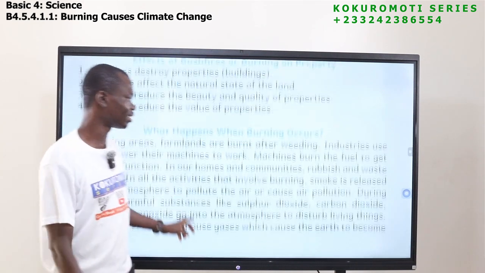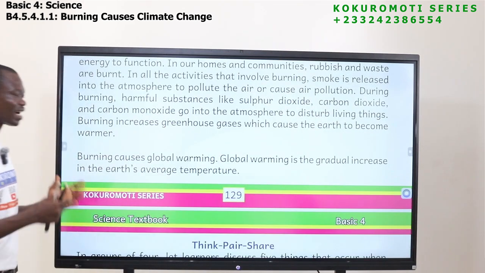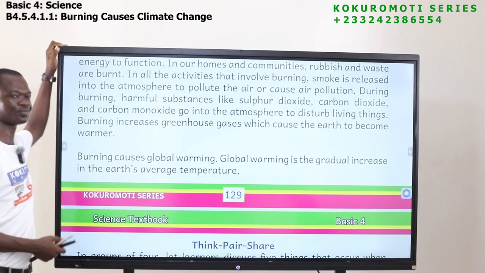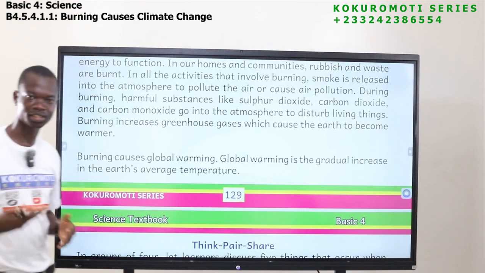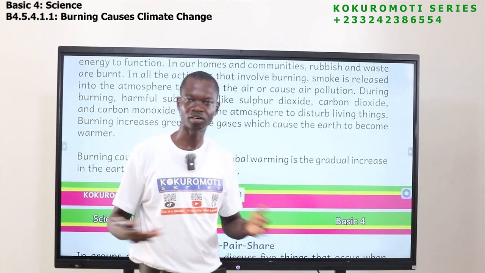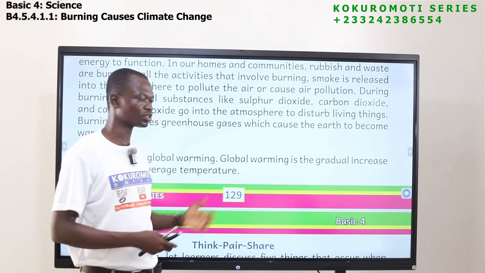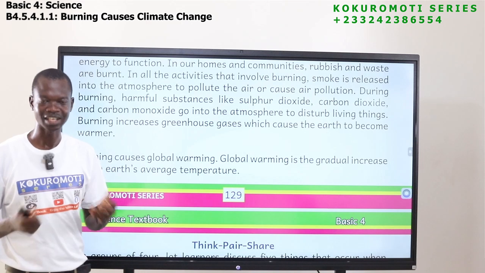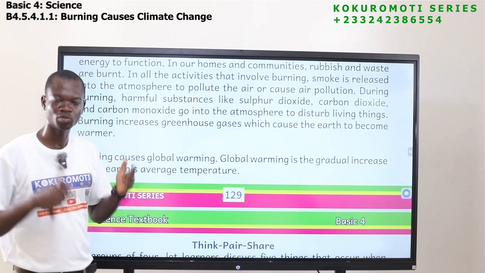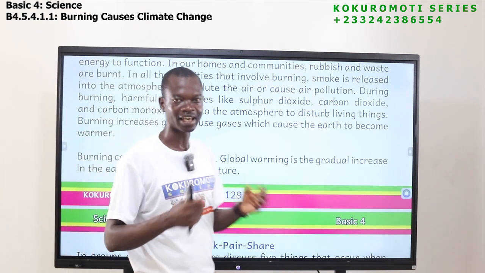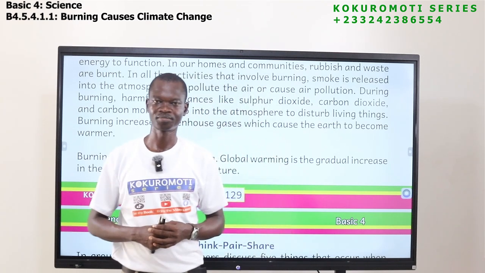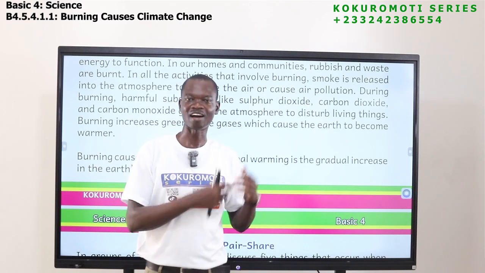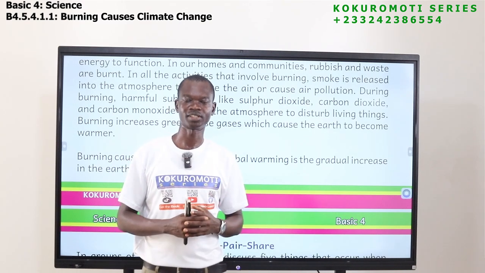Okay, so these are the things that happen, and as a result of these gases that are released into the atmosphere, we have what we call global warming. The average temperature on Earth will increase. So that is one thing. And the gases that go into the atmosphere, most of them are greenhouse gases, like carbon dioxide. So if it happens like that, the heat on Earth will increase. So these are the things that you need to know about how burning affects the weather or the climate.